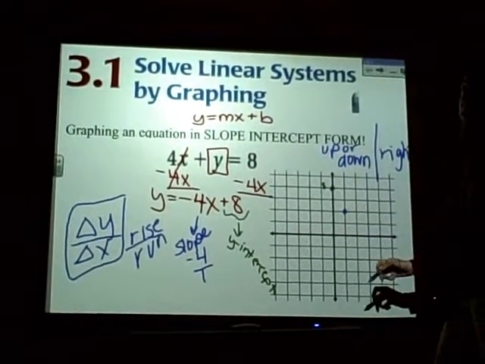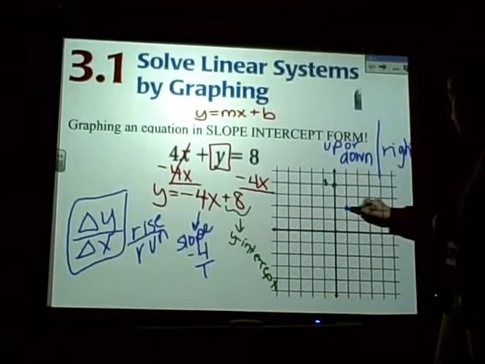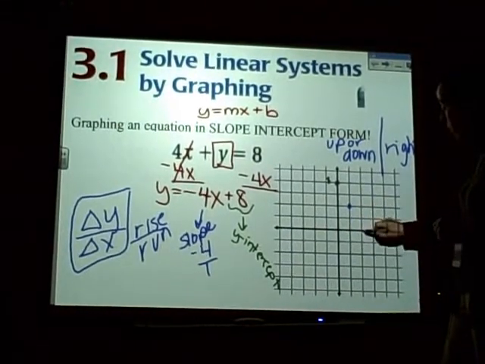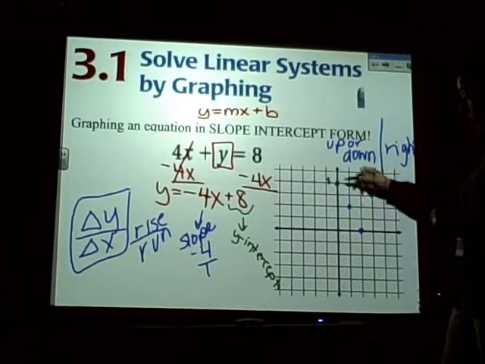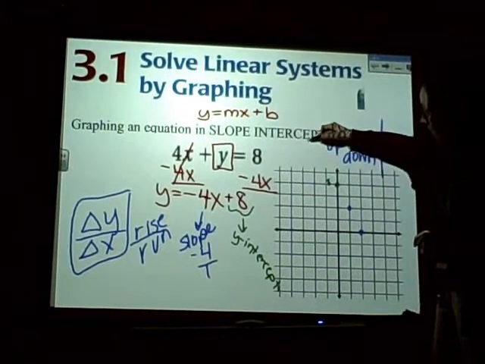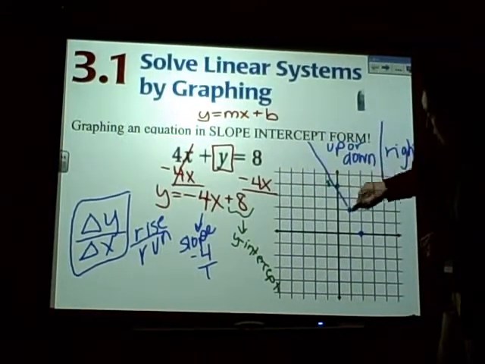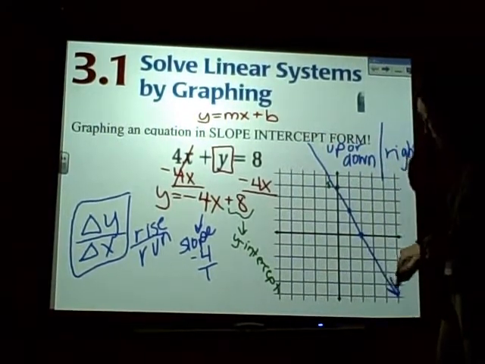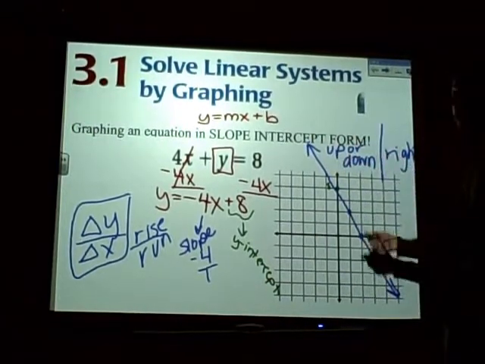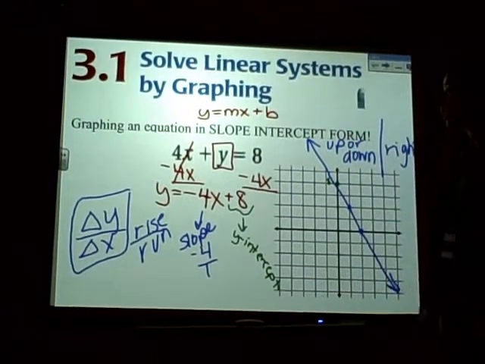We're going to do it again because we want 3 points for a really good line. Down 4, right 1. I have my 3 points. I'm going to connect it with a solid line and put arrows on both ends. I have just graphed an equation in slope-intercept form.